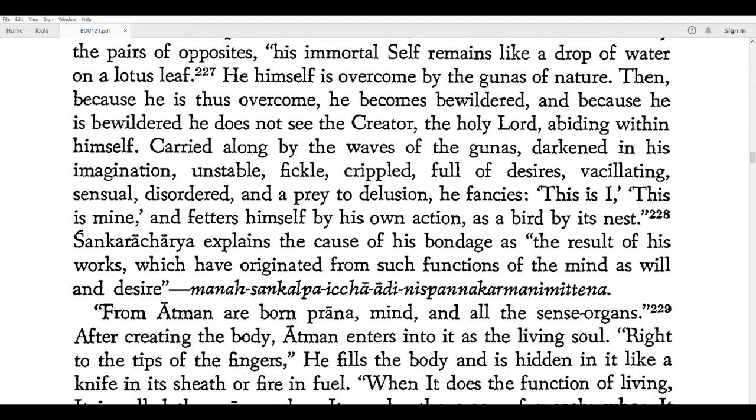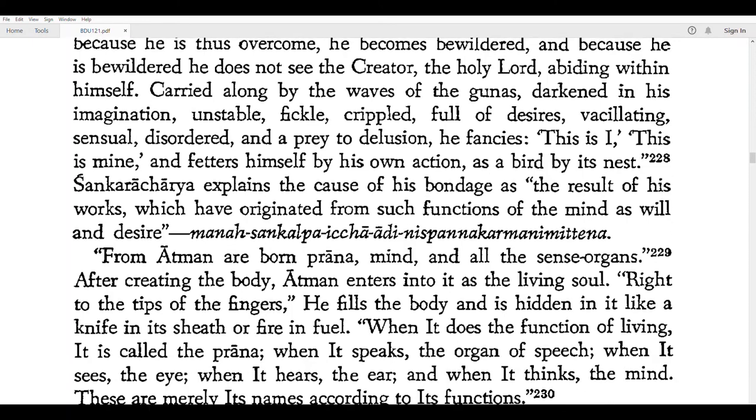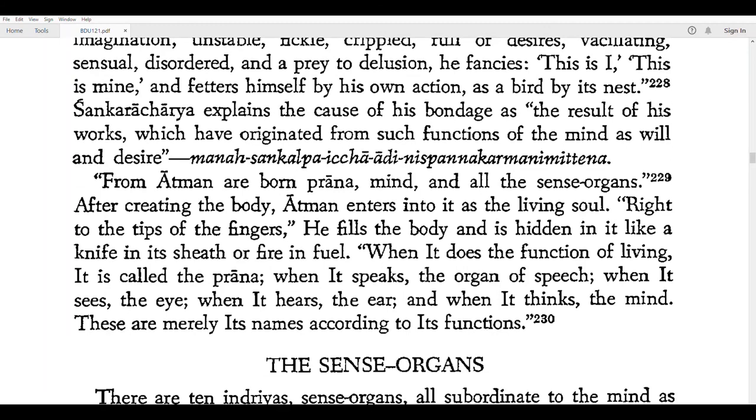and fetters himself by his own actions as a bird by its nest. Shankaracharya explains the cause of his bondage as the result of his works, which have originated from such functions of the mind as will and desire, manah sankalpa, ichha adi, nishpanna karma nimittena.